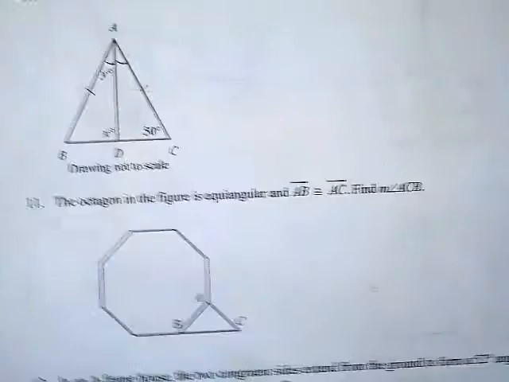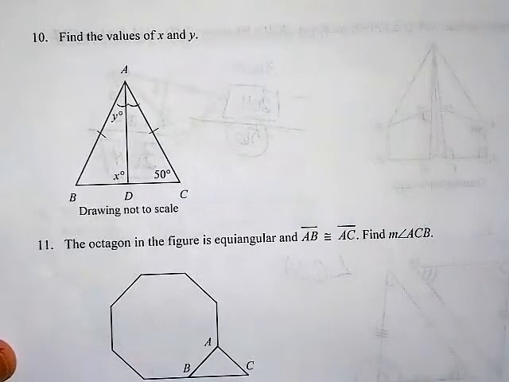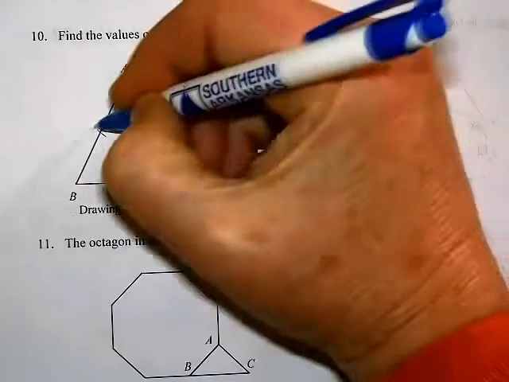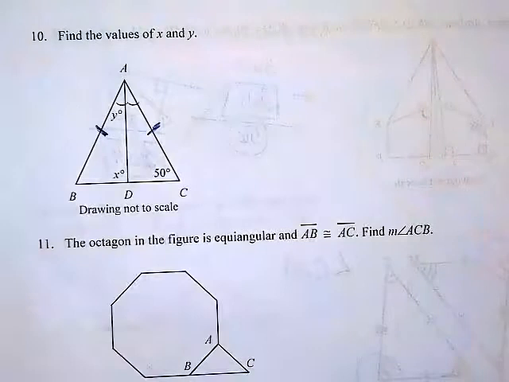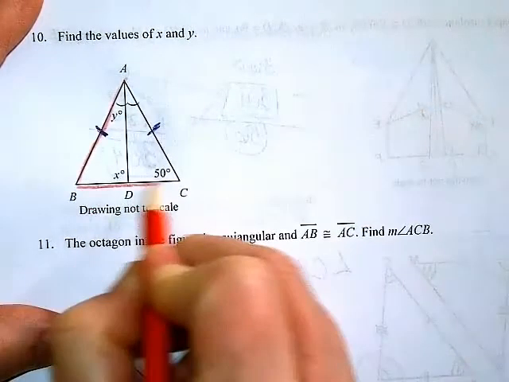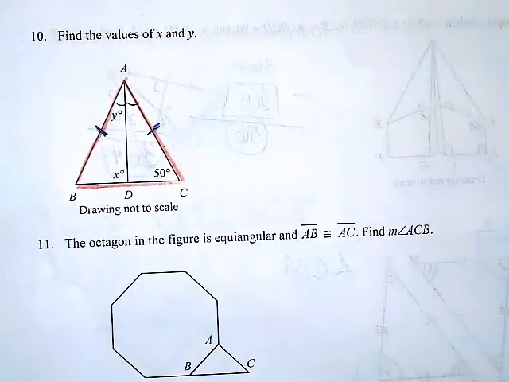10, find the values of X and Y. Now look at that picture. Look at the big picture. What do they tell you in the big picture? Focus on the big triangle. What kind of triangle is that? What kind of triangle do we have?